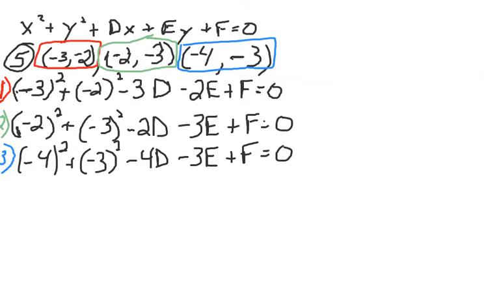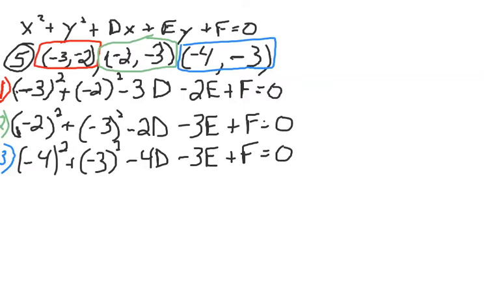So if you look for number 1, I put red. I plugged in the -3 for the x's. I plugged in -2 for the y's, and then in green, I plugged in -2 for the x's and -3 for the y's. And in blue, plugged in -4 for the x's and -3 for the y's. Now what I want to do is simplify all these numbers, so I'm going to go ahead and keep them color-coded.